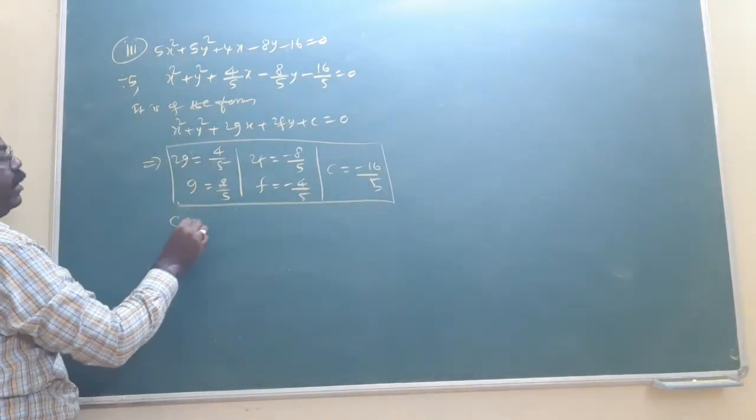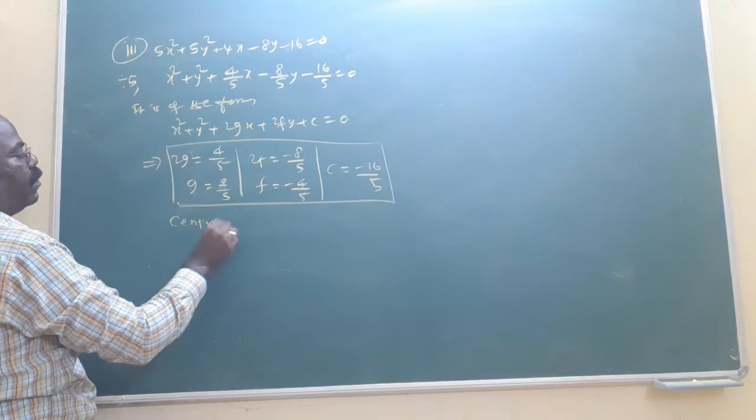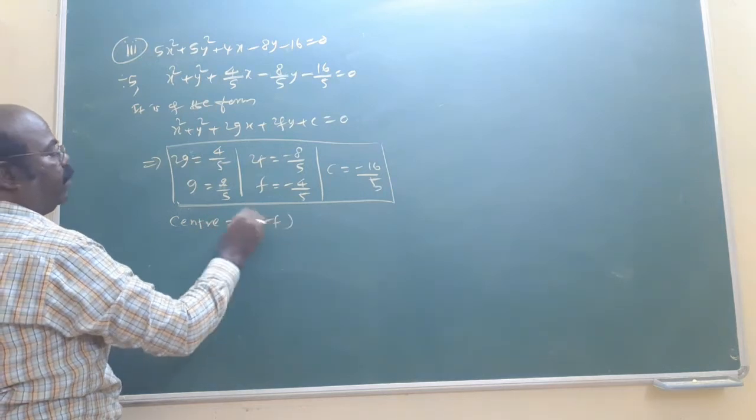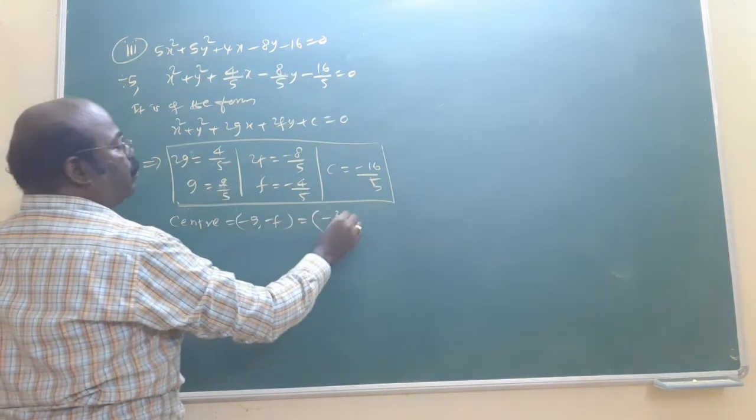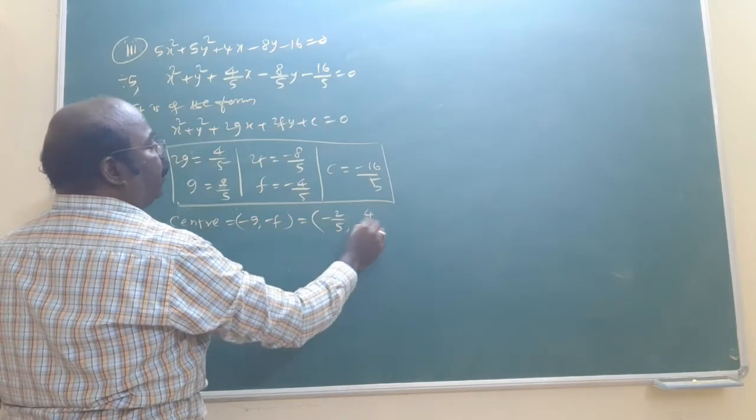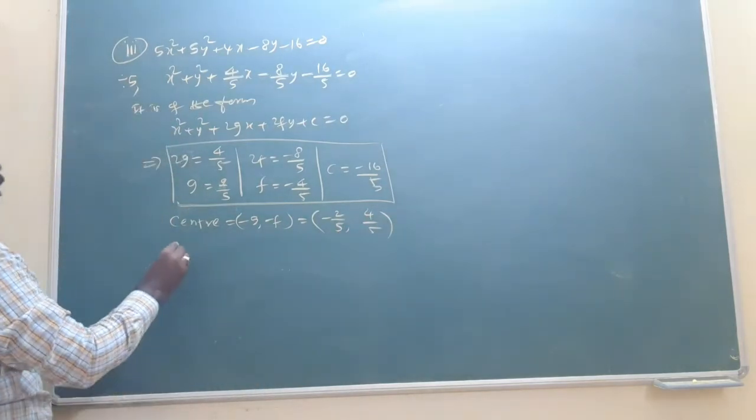Now center: minus g comma minus f. Change sign: minus 2 by 5, plus 4 by 5. Am I right? Over. Now radius.